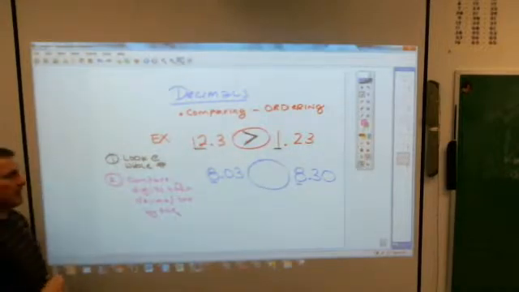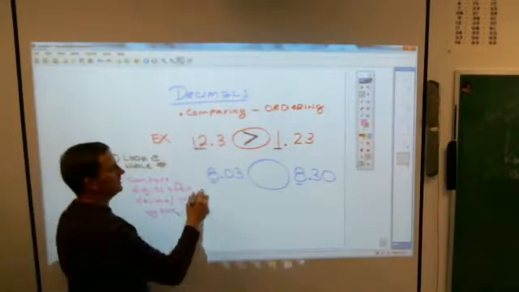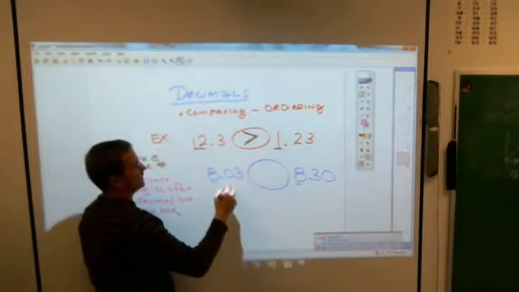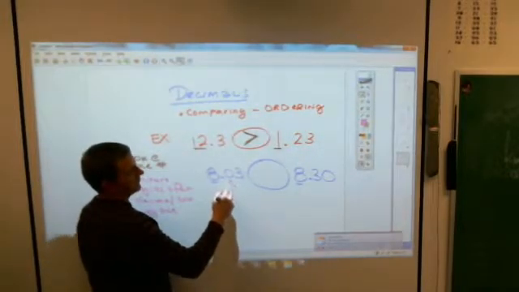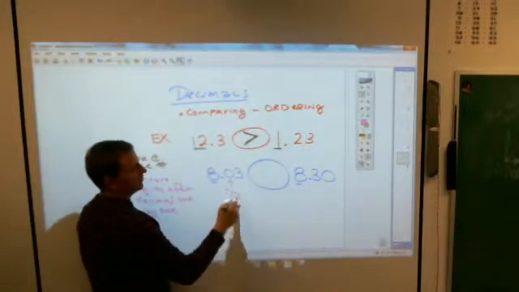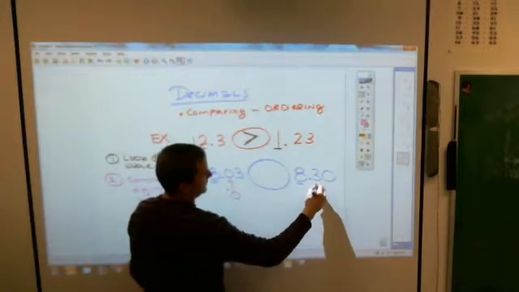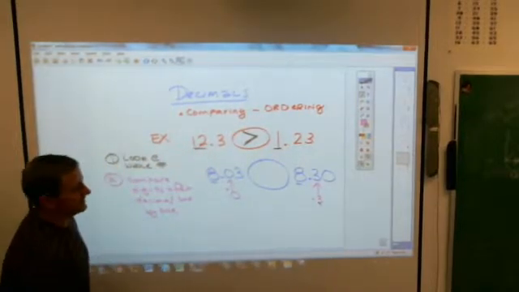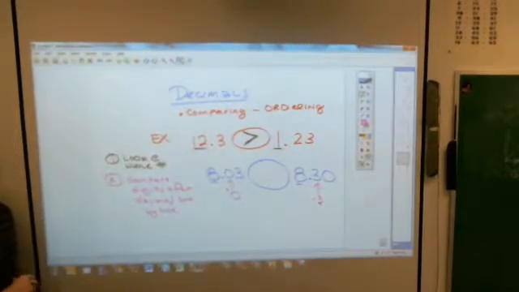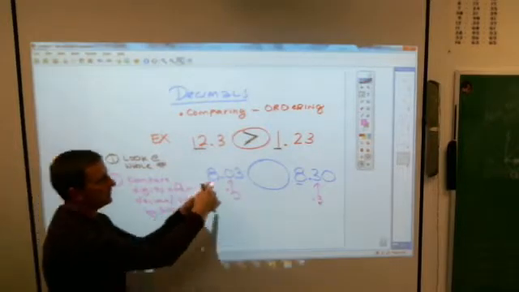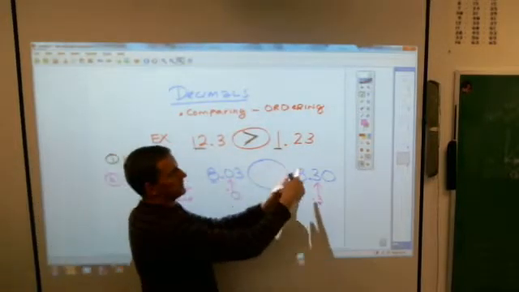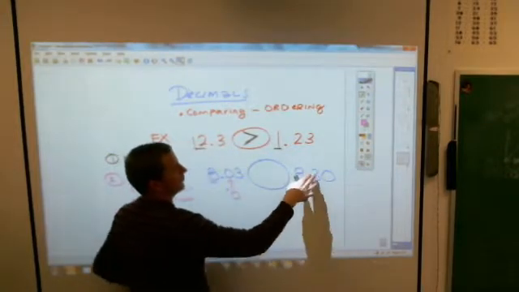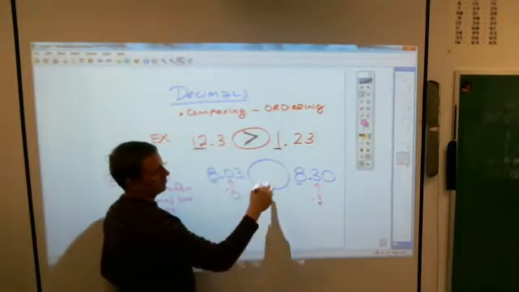What I mean by that, hopefully this will help you. We know that the 8s are the same. I look at the first digit after the decimal here, a 0, and the first digit after the decimal there is a 3. You can then stop, because this has nothing in the tenths place and this has a 3 in the tenths place. It doesn't matter what happens after that. 3 is always bigger than 0.